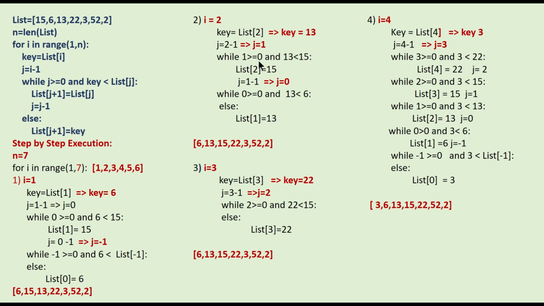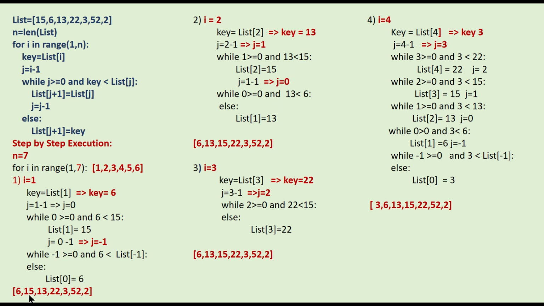While 1 greater than or equal to 0, yes, the condition is satisfied. And key less than list of j. What is the key value? 13. 13 less than list of 1. What is there in position 1? It is 15. Okay. So you have to use the previous list, not the original one. After the first iteration, whatever list has been generated, from that list you should do the comparison, right?